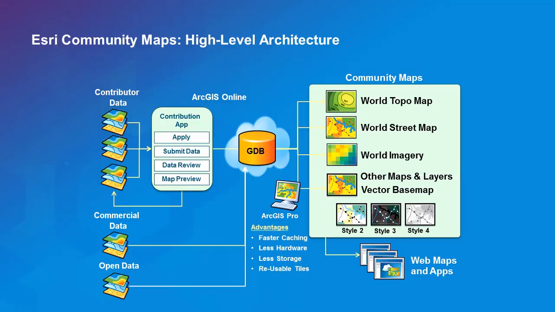And the vector basemaps have many advantages, and the vector tiles have many advantages. They can be cached very quickly. They don't require a lot of hardware to store them. They can be reused to support many different map styles. So we can produce one set of vector tiles very quickly that can be used to generate multiple styles of vector maps.